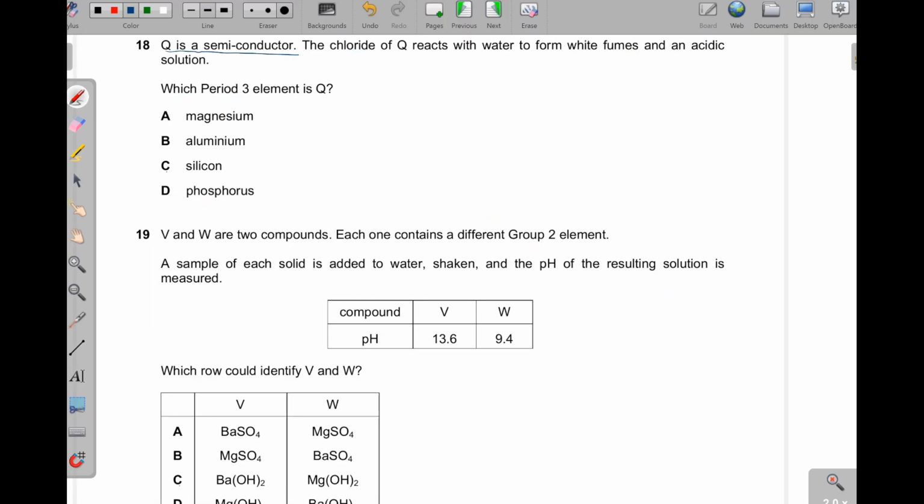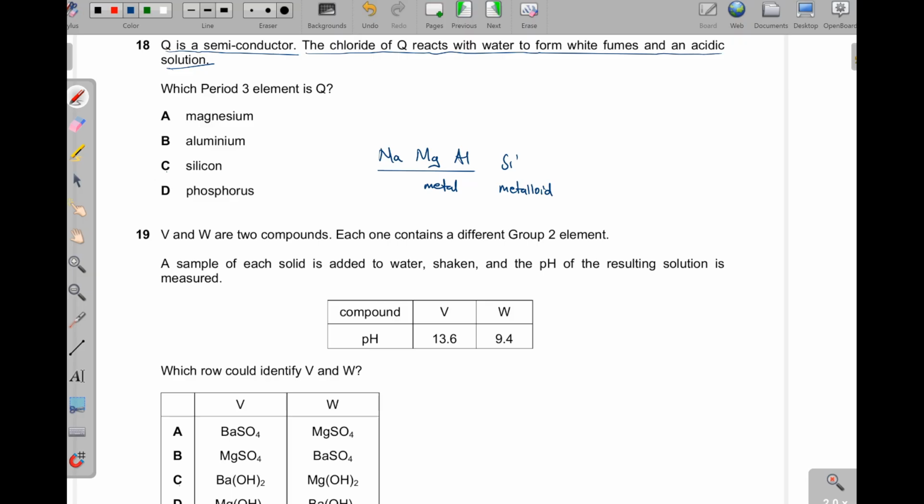Question 18. Q is a semiconductor. The chloride of Q reacts with water to form white fumes and an acidic solution. Which period 3 element is Q? Semiconductor, in period 3, we see silicon, because you have sodium here, magnesium, aluminium. These are metals. Then silicon is a metalloid. It has metallic properties and then the covalent properties.